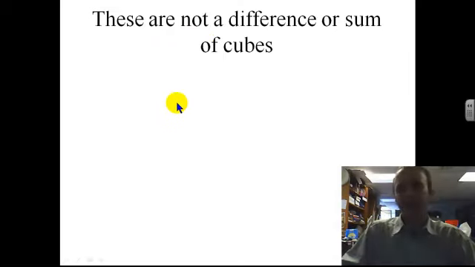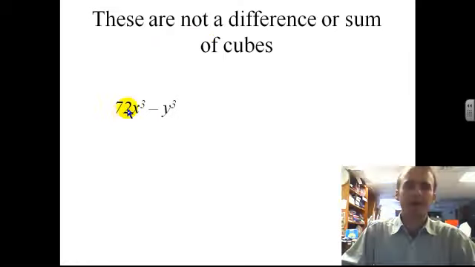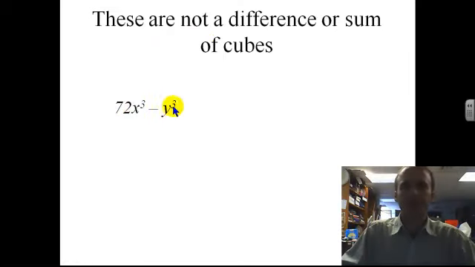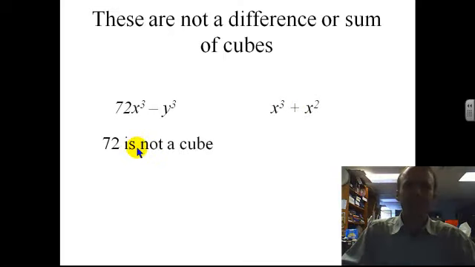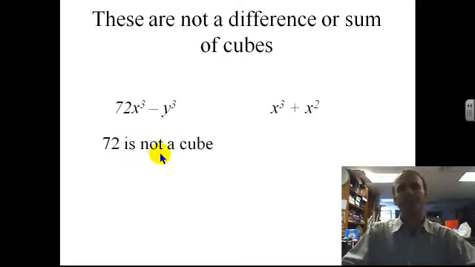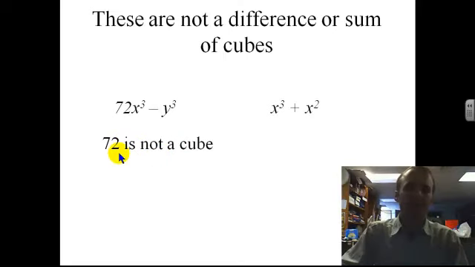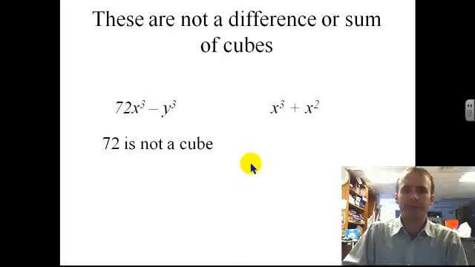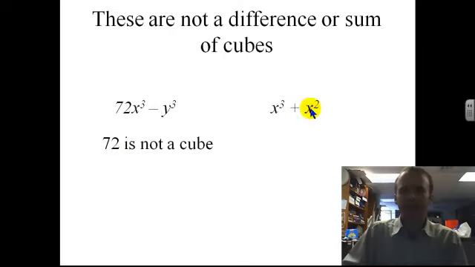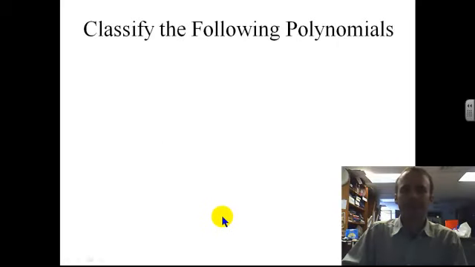Let's look at some non-examples first, and then we'll have you try. So if we have 72x cubed minus y cubed, and x cubed plus x squared, well, the first one, 72 is not a cube. There's no three numbers that multiply by each other to equal 72, or no three integers, I should say. So this is not a cube, so therefore it doesn't pass. This one, x squared, well, that should jump out. This also is not a cube, so this one doesn't work.